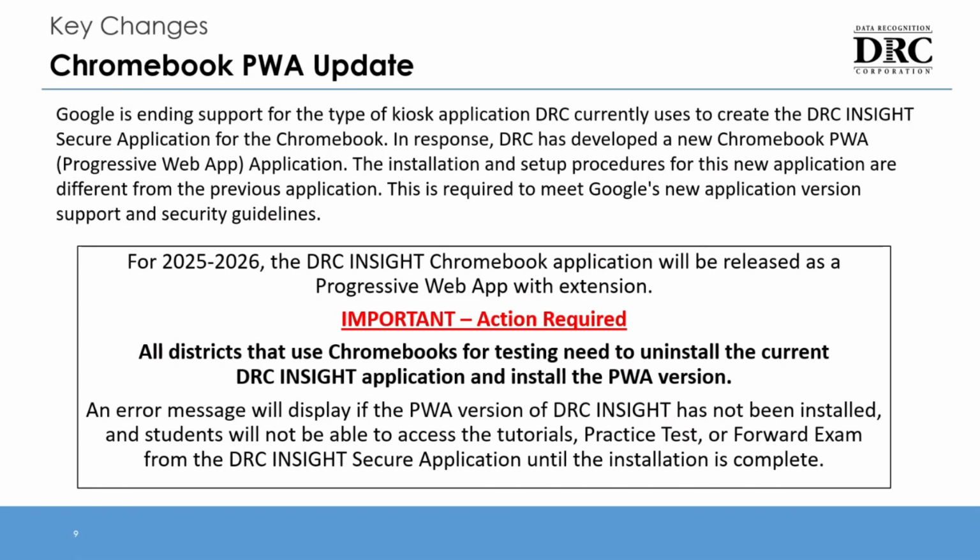So what this means for you is for the 2025-26 year, the DRC Insight Chromebook application will be released as a PWA or Progressive Web app version with extension. This will require Chromebook districts to uninstall the current application and install the new PWA version of Insight. And that needs to be installed in order for students to be able to access the tutorials, practice test, and the Forward Exam from the DRC Insight Secure application.